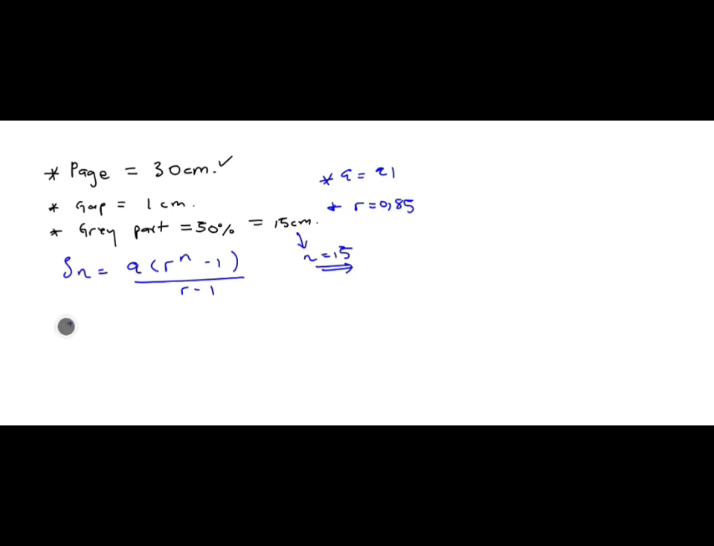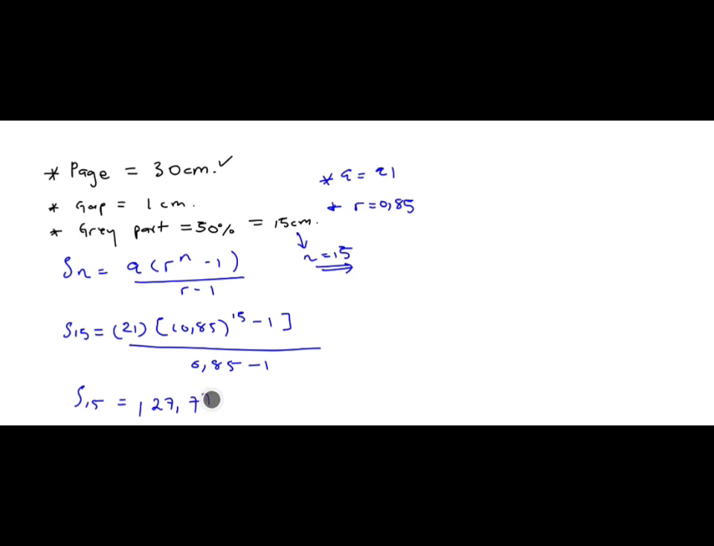So that's going to be S15 equals 21 into 0.85 to the power 15 minus 1, all over 0.85 minus 1. Now you could go ahead and use your calculator. That's 127.77.